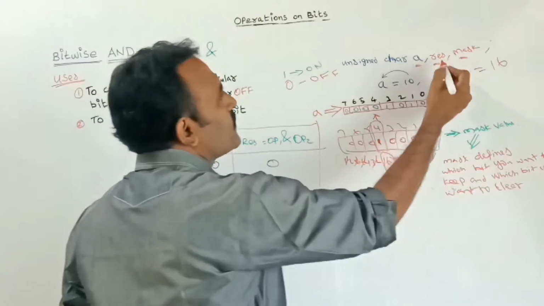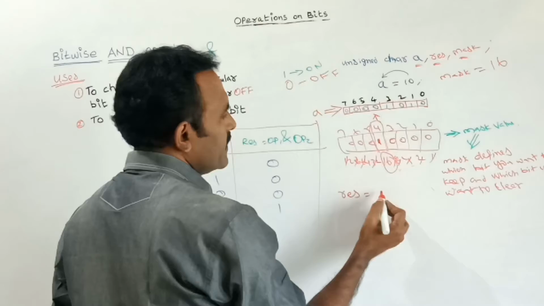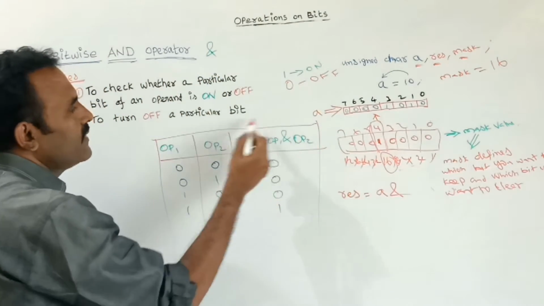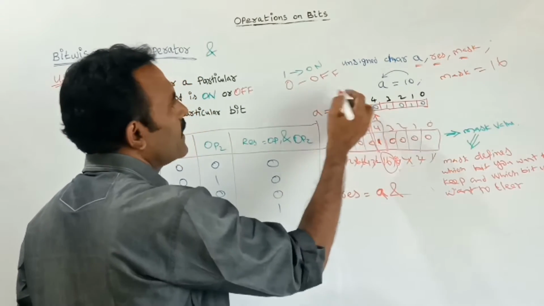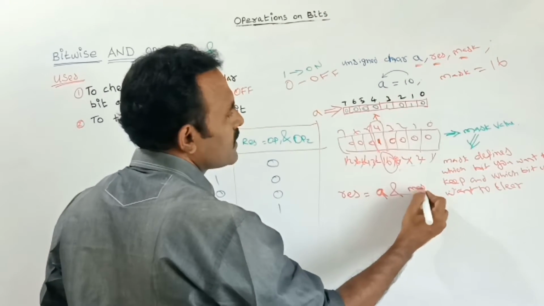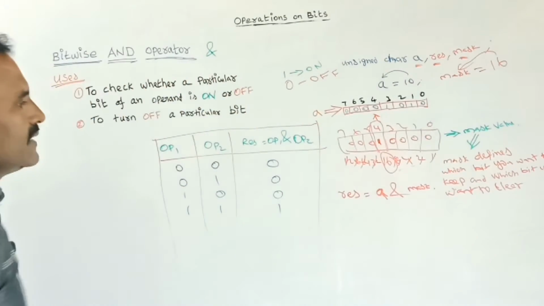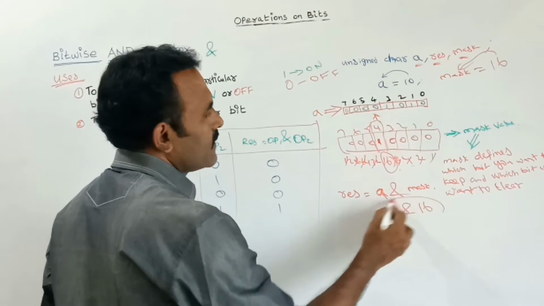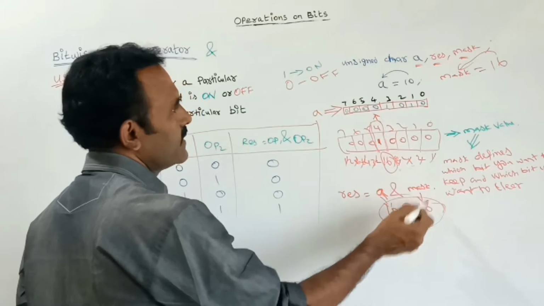Then here I am going to find the result. Result is equal to A, and this is the syntax of the bitwise AND. First operand 1, that is A. Here I have declared it as A. Next operand 2, here I have given it as mask, because I am storing this value 16 in mask. A holds the value 10 and mask has the value 16.